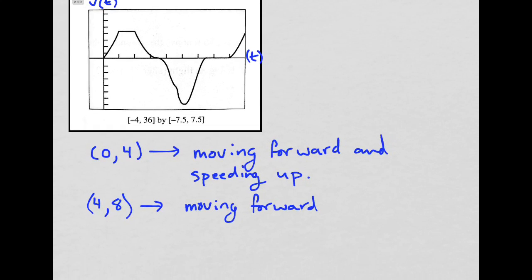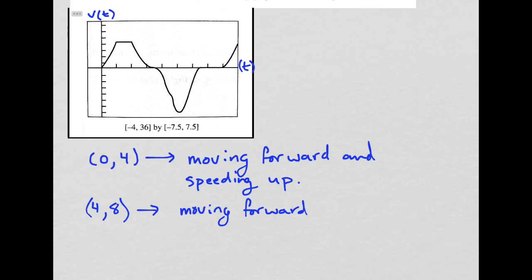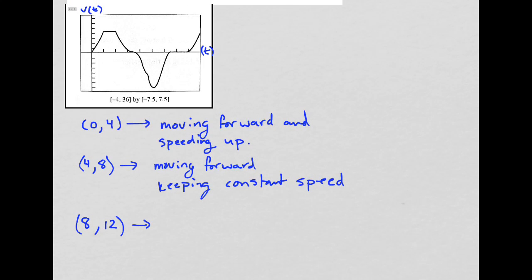Well, first, she's moving forward because velocity is positive still, right? It's above the x-axis, and this is the velocity. So she's moving forward, but maintaining a constant speed. From 8 to 12, she's still moving forward because velocity is positive. It's above the x-axis, but it's getting smaller and smaller. So she's slowing down, but still moving forward.